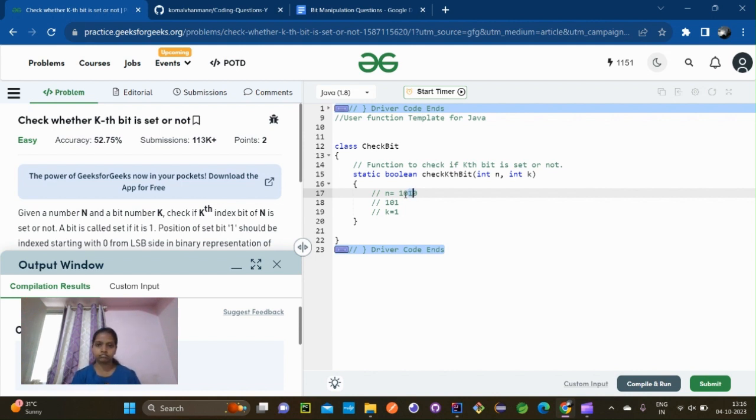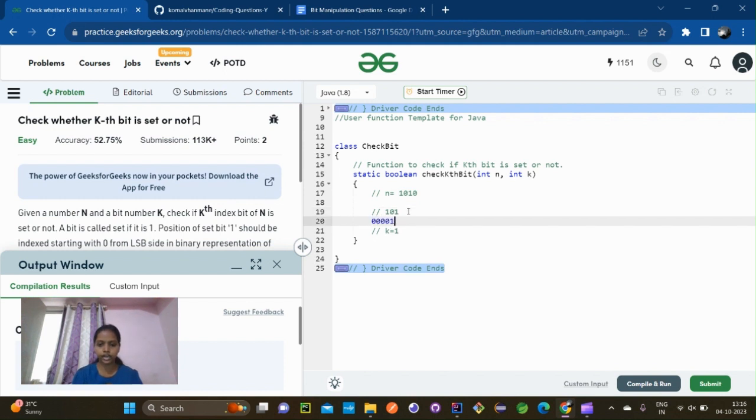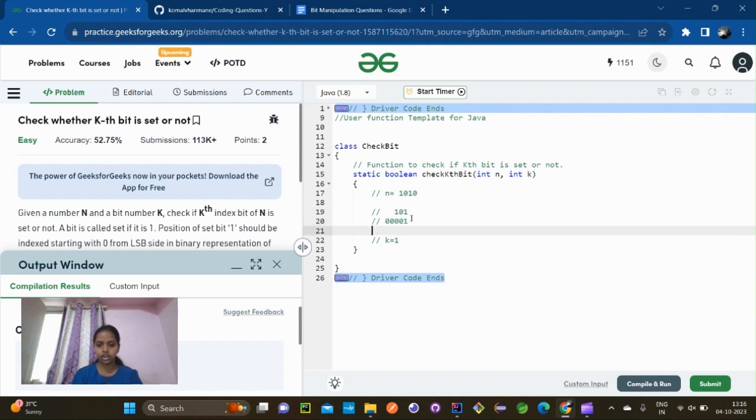How will we check? We'll do AND with 1, right? So we got this number, and we have to do AND with 1. If we do AND with 1 and get the answer as 1, then we can say that at the kth position there is a set bit. If we get 0, then we have to return false. Okay. This is the next method.